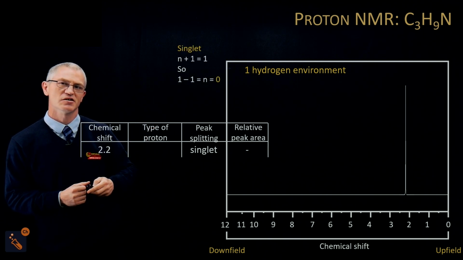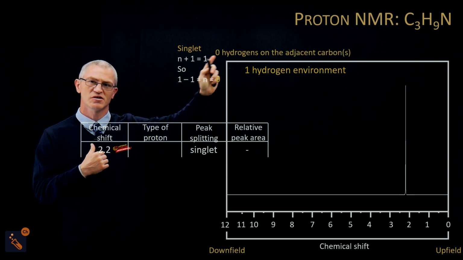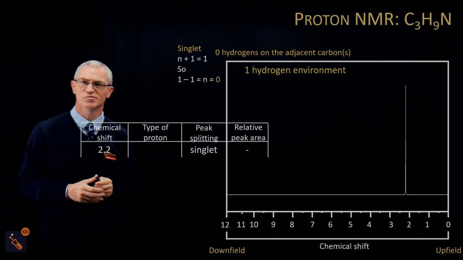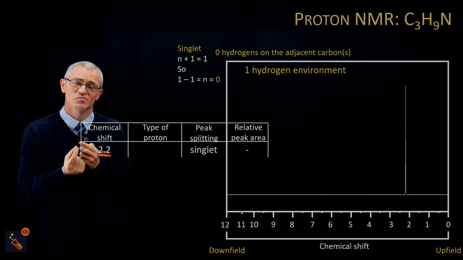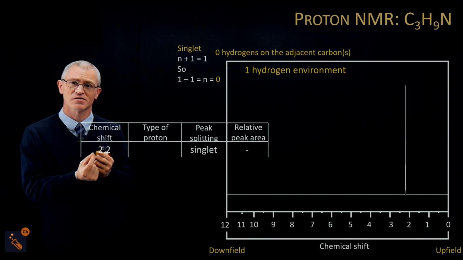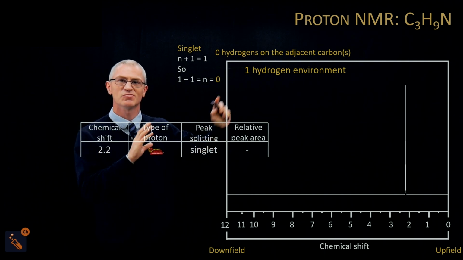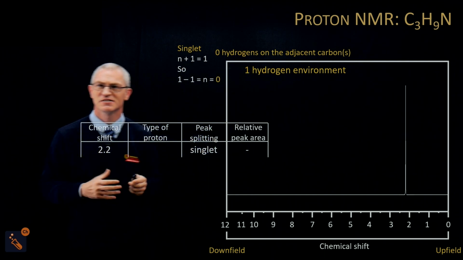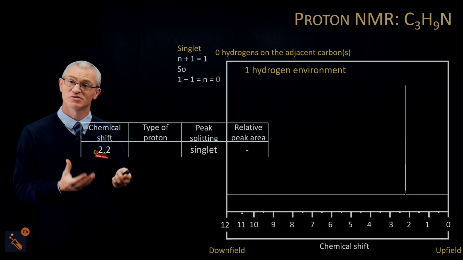Let's look at the n+1 rule. n+1 equals 1 means no hydrogens on the adjacent carbon or carbons. Or it means that the carbon with the hydrogen on is connected to something that's blocking peak splitting. Now we have an element that's blocking peak splitting. We've got an N. So that must mean that all of our signals are connected to that N.